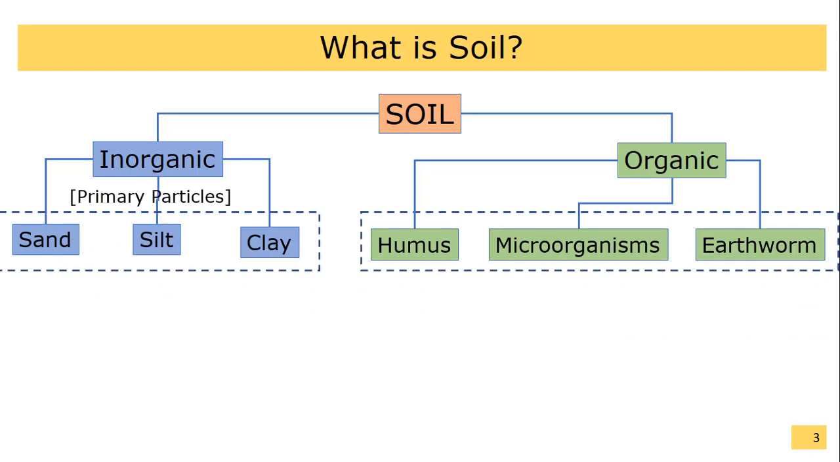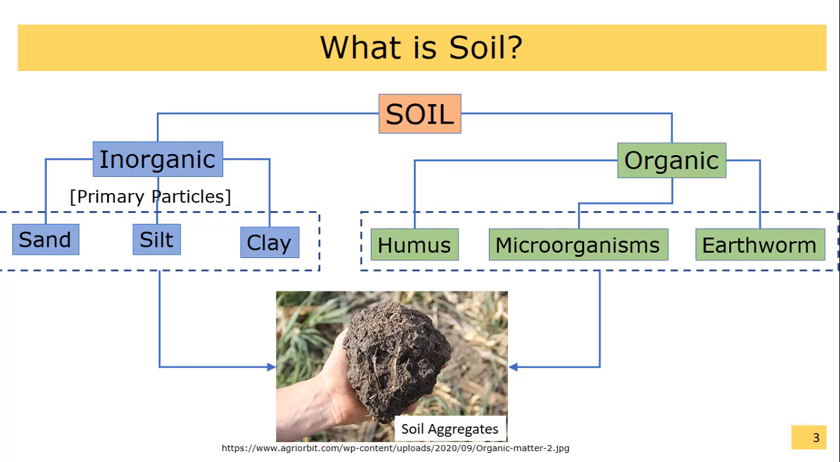Sand, silt, and clay are called primary particles. When soil particles, sand, silt, and clay, and organic matter bind together, they form soil aggregates, also known as peds. Depending on the composition and on the aggregate forming conditions, they have a specific shape. They could be granular, like gardening soil, blocky, columnar, platy, massive, like modeling clay, or single-grained, like beach sand.